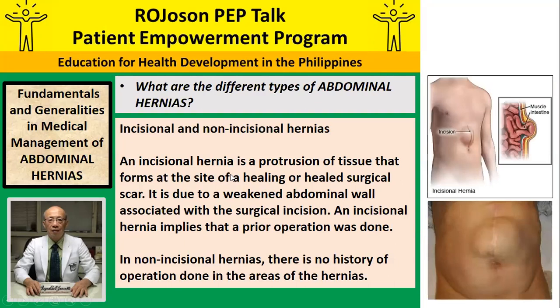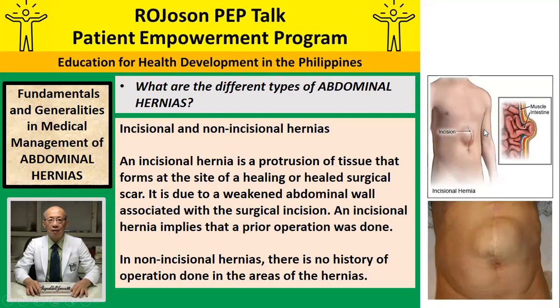Incisional versus non-incisional hernia. Incisional means that there's an incision, there's a previous cut, which means there's a previous operation. Thus, an incisional hernia is defined as a protrusion of tissue that forms at the site of a healing or healed surgical scar, at the incision.